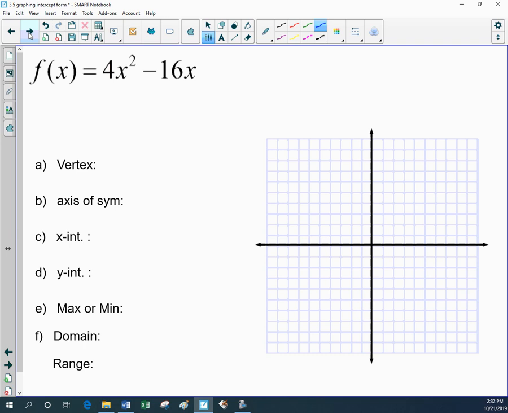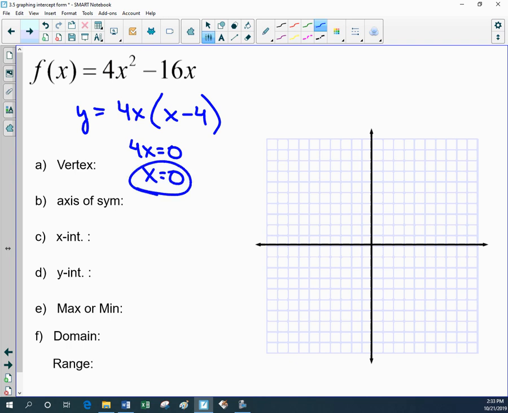Last problem here, to put this into intercept form, factor out the greatest common factor. So the greatest common factor of these two would be 4x. So it'd be 4x times x minus 4. Okay, so this is intercept form, factored form. So set 4x equal to 0, solve for x, so you get x equals 0. So that's one intercept. Set x minus 4 equal to 0, x equals 4. Okay, those are my two intercepts.